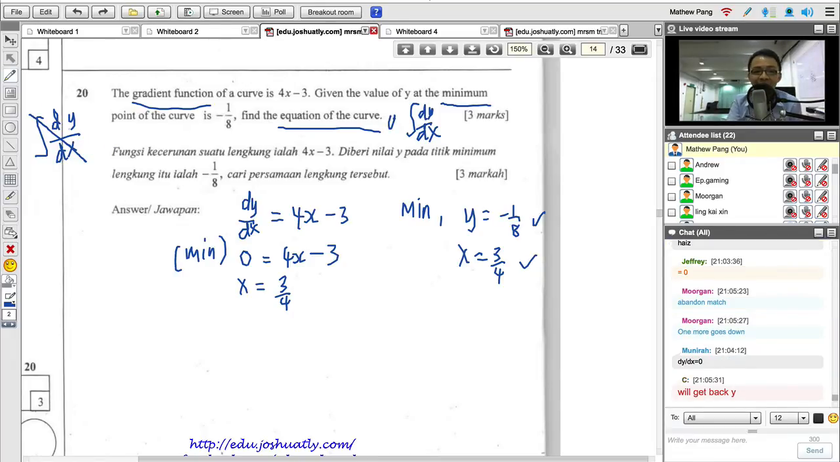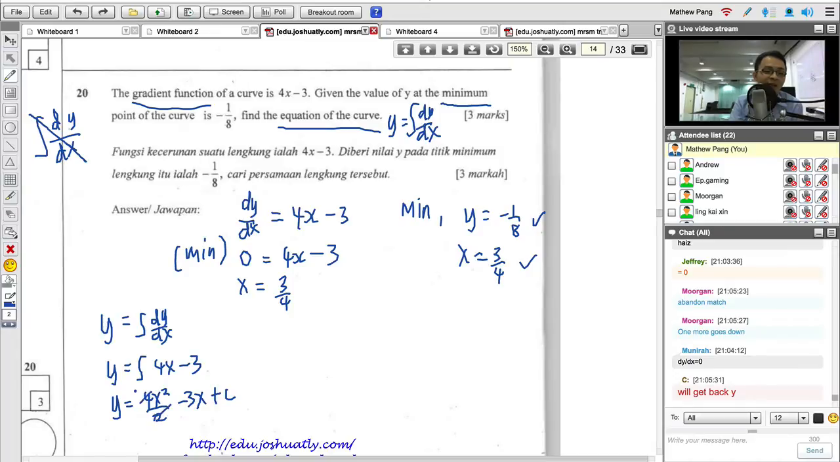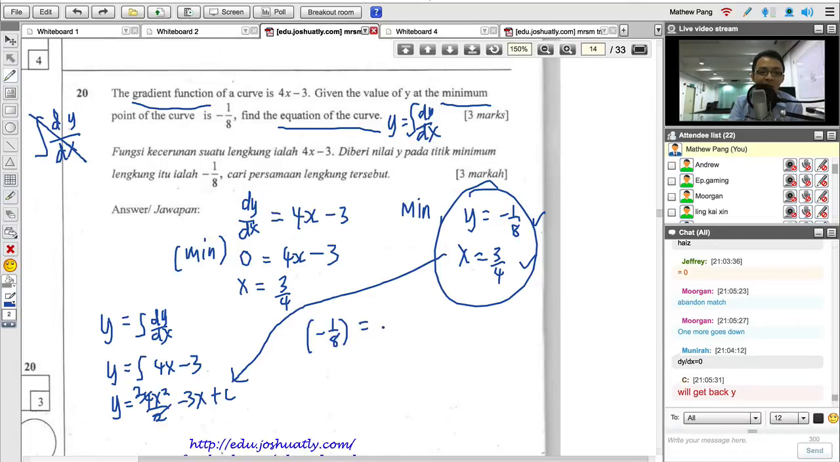So I'm going to integrate dy/dx. So y will equal the integral of 4x minus 3. So y will equal 4x squared over 2 minus 3x plus c. Simplify, this is 2x squared, okay? So therefore, I got the coordinate with a purpose, because this coordinate is for me to find the value of c. So I will get y, which is -1/8, equals 2 times (3/4) squared minus 3 times 3/4 plus c.